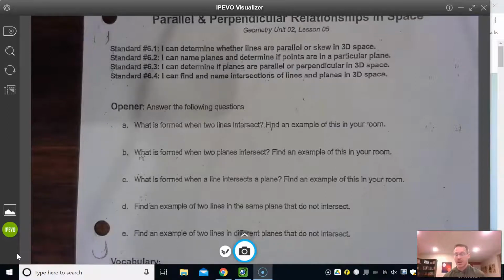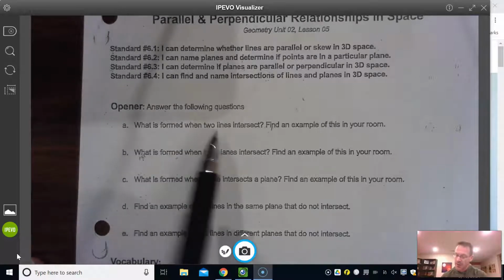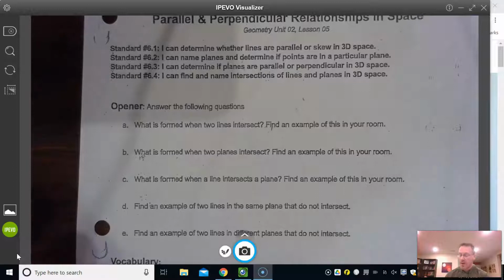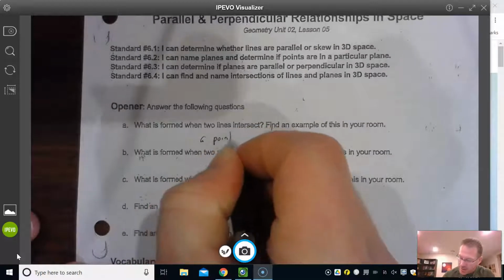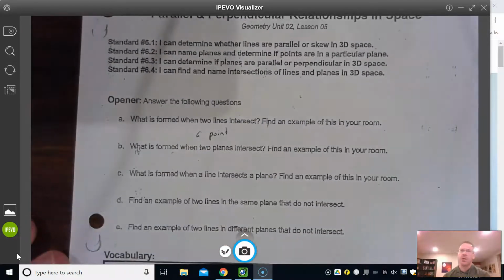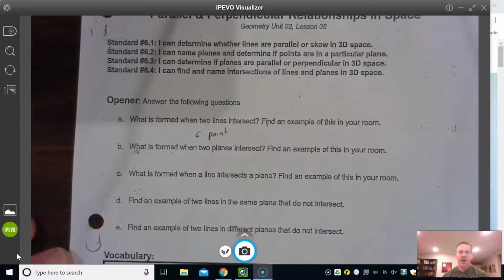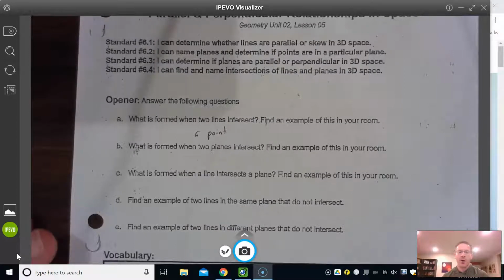All right, so let's look at this. What is formed when two lines intersect? Well, what we hope you saw was that they intersect at a point. Sometimes you can see this within your window frame, or maybe you have some things on your walls that intersect.